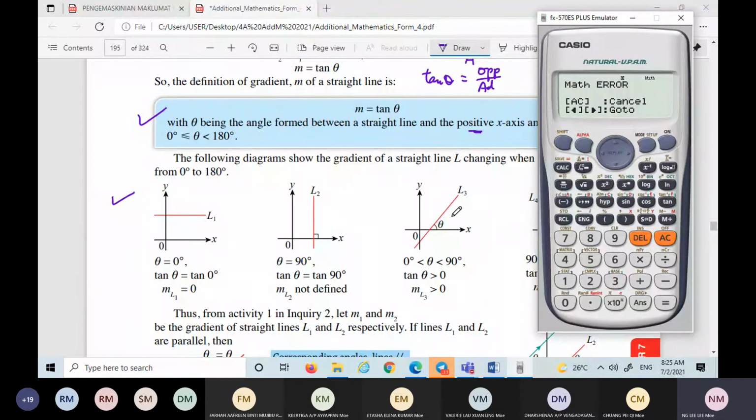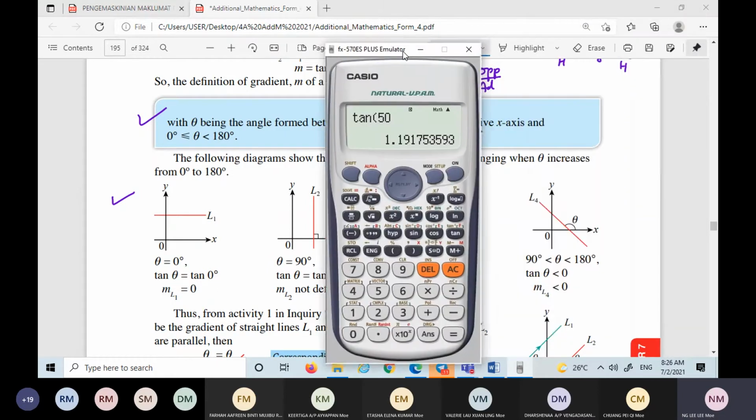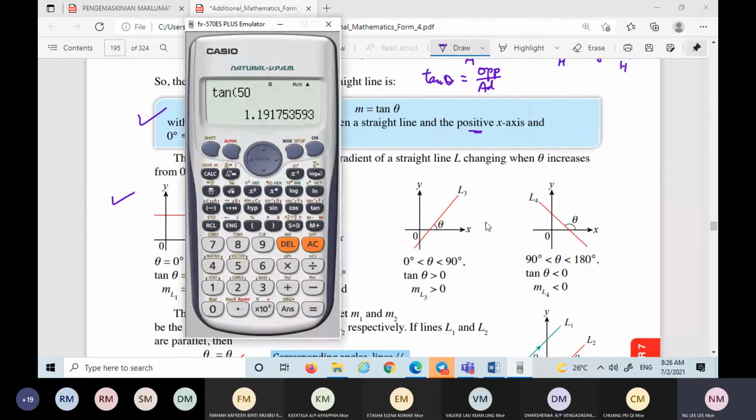Next, for theta between 0 and 90, not including 0, not including 90, the tangent theta is positive. Therefore, the gradient is positive. You can put any angle as long as it is between 0 and 90. Let's say I put 50. You will see the tangent gives you a positive value. So the gradient is positive.